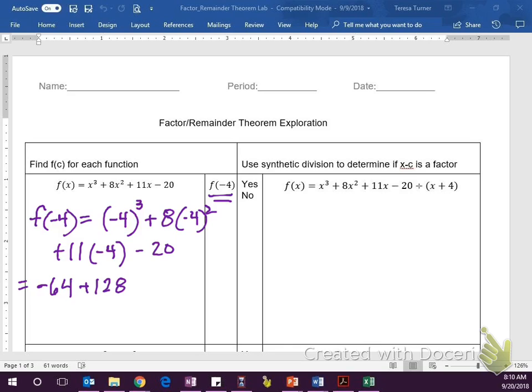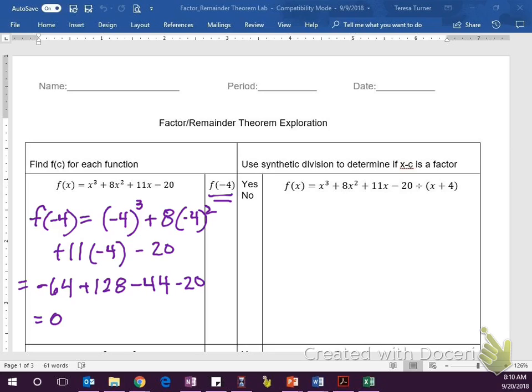So that's plus 128. And then negative 4 times 11 is negative 44. So this makes 64 minus 44 is 20. Minus 20 more is 0. So based on what we learned last class, when you evaluate a function at a value of x, that is the value of the function at that x. So if I drew this at negative 4, there would be a 0.